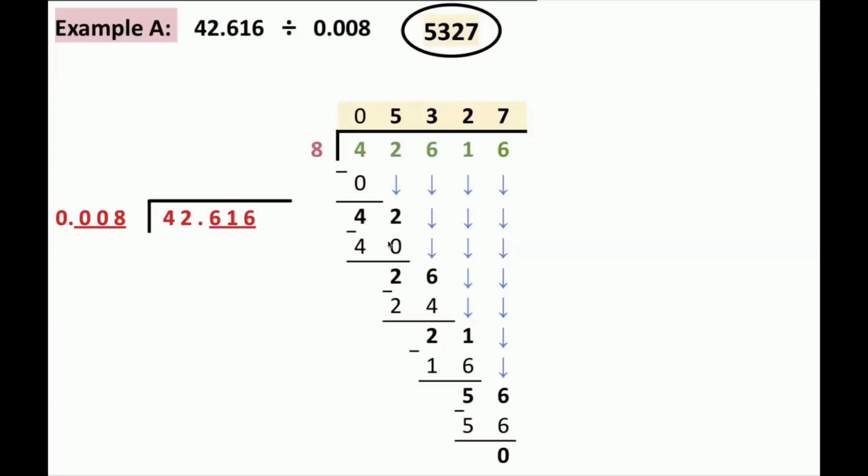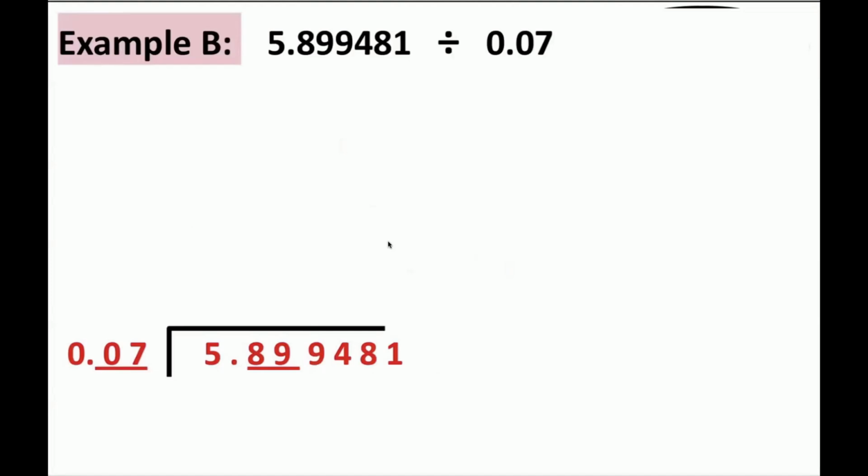Pause the video, check your work for example A. Complete example B. Come back to the video when you're ready to check your work for B. For example B, the first thing you should have done is move our divisor forward 2 spots and then our dividend forward 2 spots. So when you set up your problem, it should look like this.